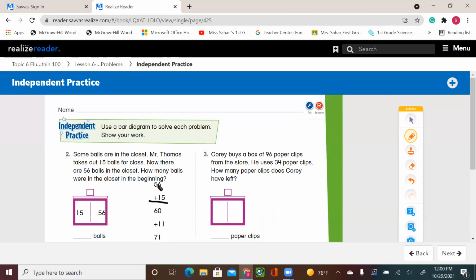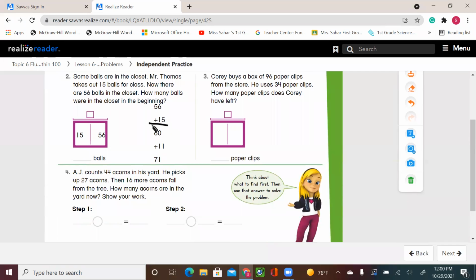So here are my 2 parts, and that's the total. I add the tens, then I add the ones, and that's the sum or the total. So there were 71 balls. So let's write it here, 71. And that's what they started with. So there were 71 with Mr. Thomas before giving away 15 and left with the 56.